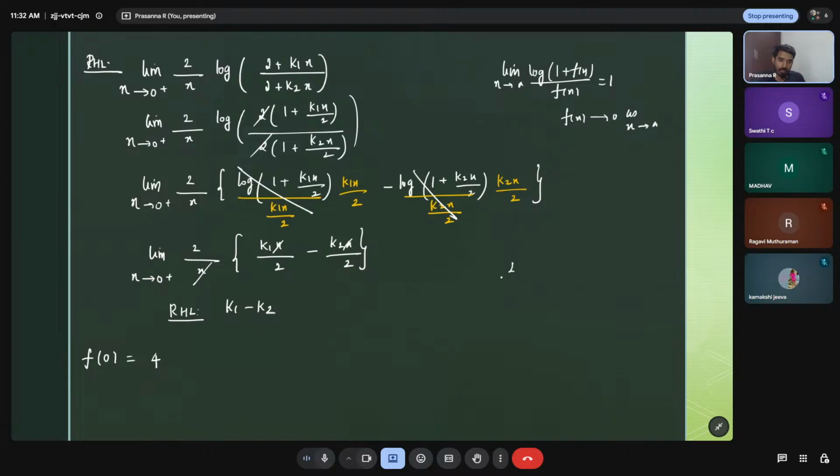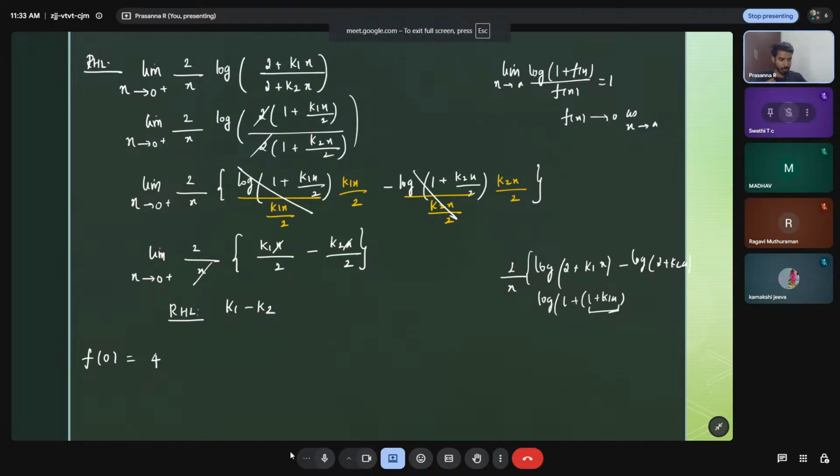You may think, why can't we do it like this? Let us write this as log of 2 plus k1x minus log of 2 plus k2x, and this can be done as log of 1 plus k1x. Now you can treat this as f of x, right? Log of 1 plus f of x. But here the thing is, my f of x is not tending to 0 if you do like this.